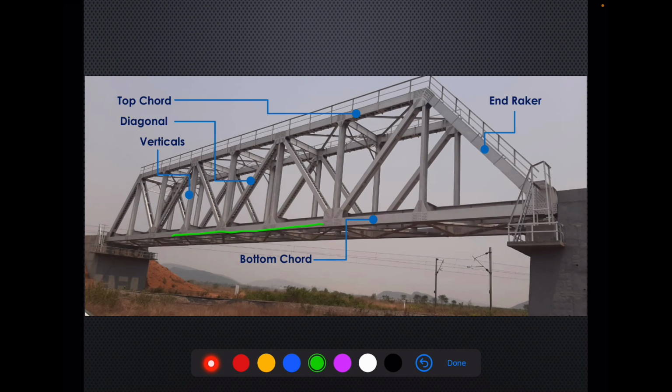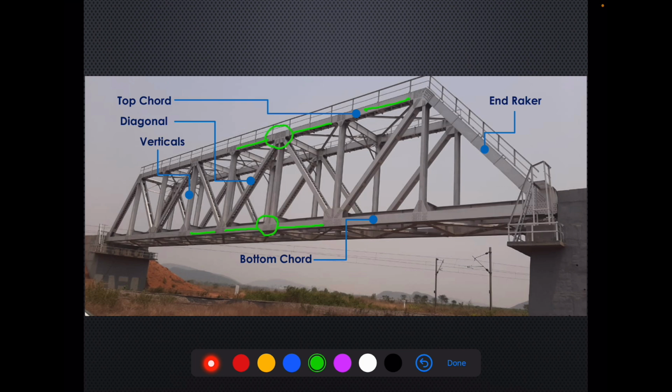The topmost member of the truss is called the top chord. Just for your information, the bottom chord as well as the top chord are fabricated in parts. One part, another part, and they are connected at the joint with the help of bolts.